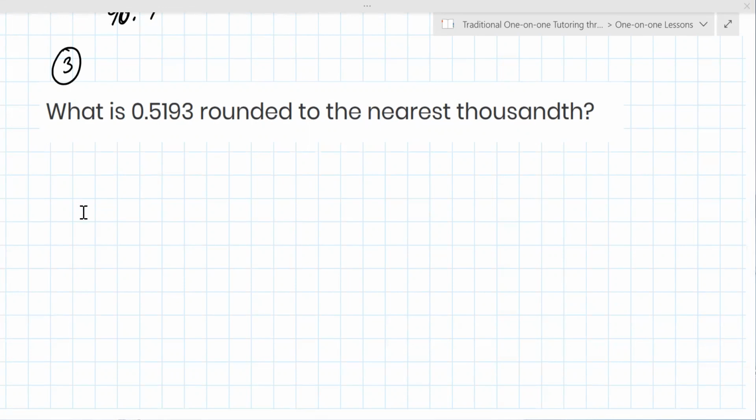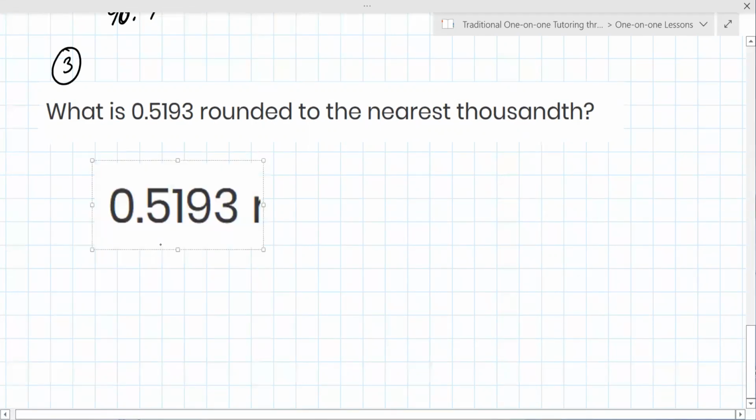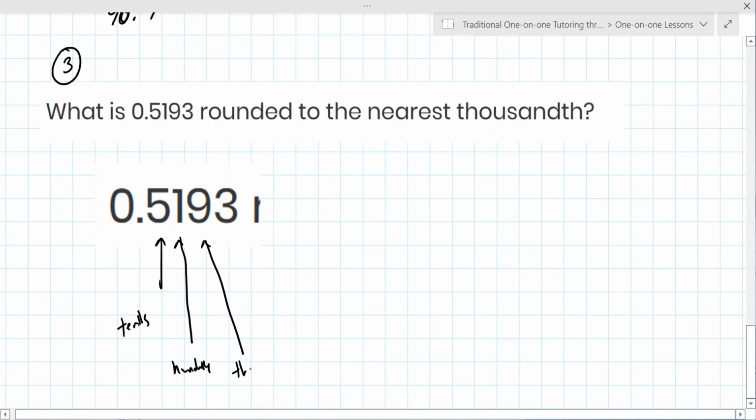So what you have to do is look at the number and decide, okay, the 5 is in the tenths, the 1 is in the hundredths, so the 9 is in the thousandths. And you want to do this sort of as you go. You want to count: tenths, and you put your pencil on the 5. Hundredths, put your pencil on the 1. Thousandths, put your pencil on the 9.